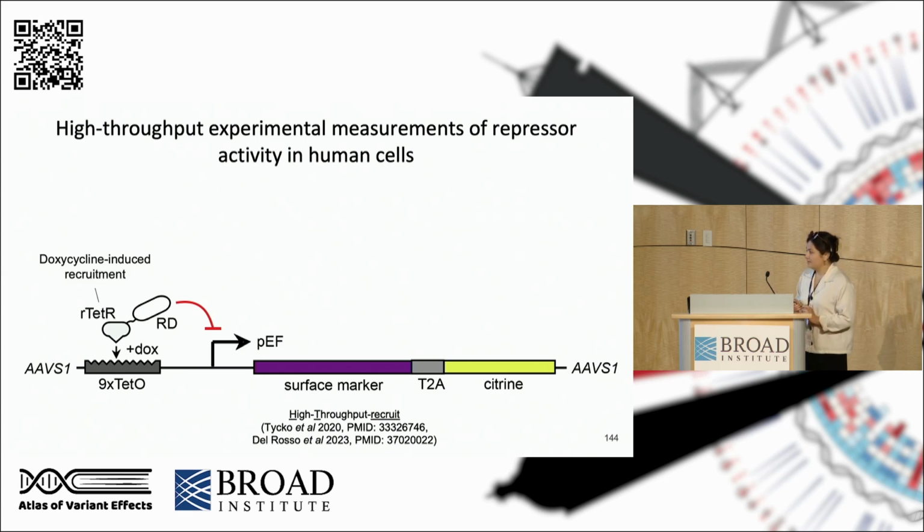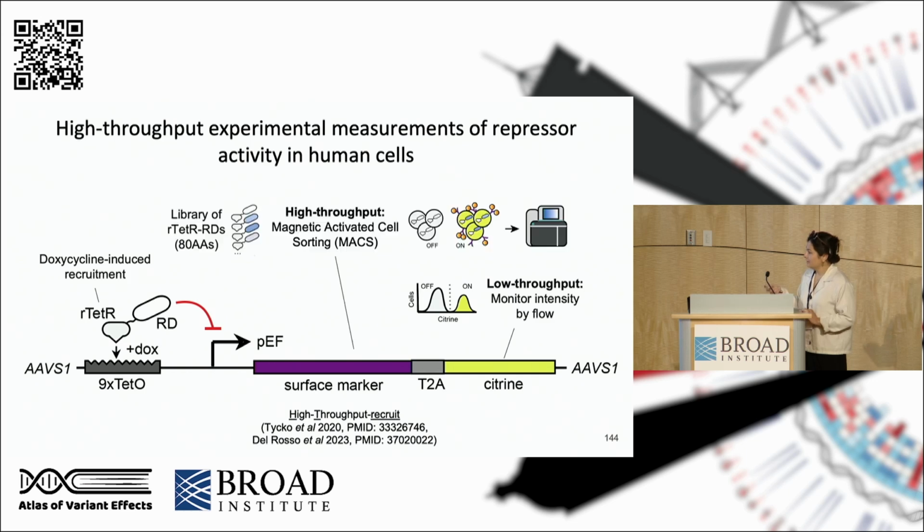What we do is integrate this reporter construct in a safe harbor locus in human cells. Importantly, this reporter construct has a citrine fluorescence marker, which allows us to monitor repression or silencing by our domains with flow. And even more than that, it has an IgG surface marker, which allows us to conduct this assay in high throughput.